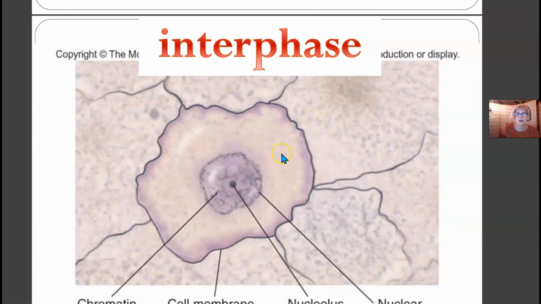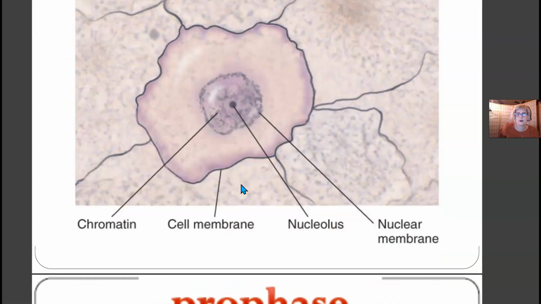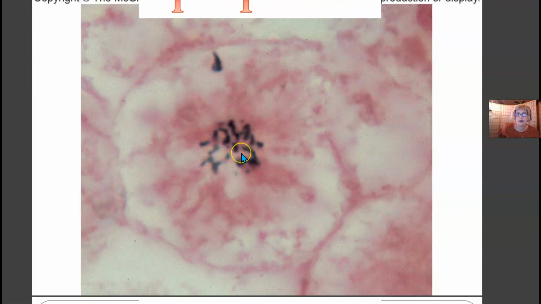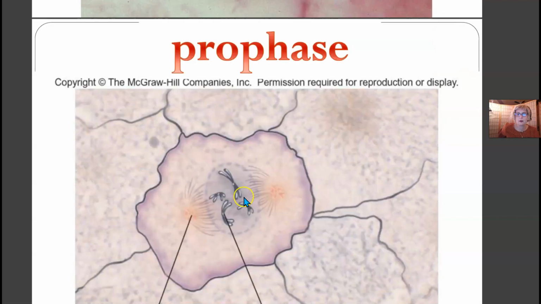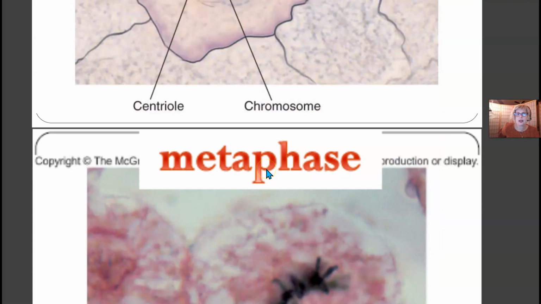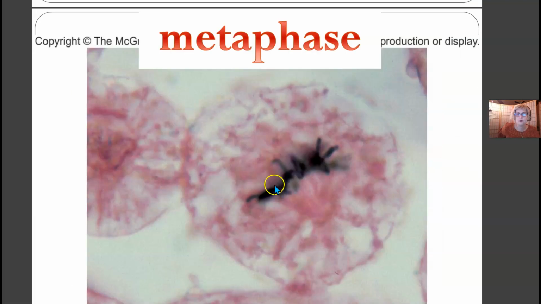Prophase. You start to have the nuclear envelope breaking down. You see it's breaking down here, and the chromosomes become visible. See? And then the spindle forms in late prophase. Metaphase. Everything lines up at the center. Okay?